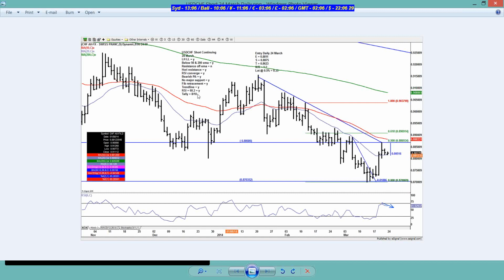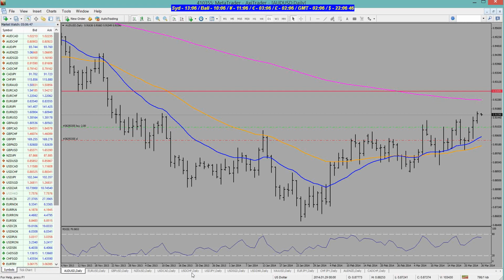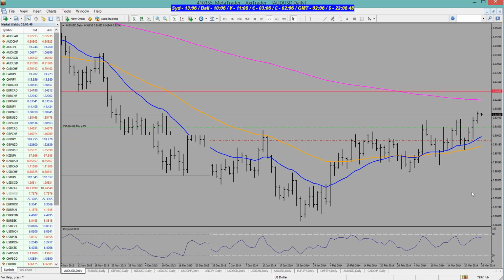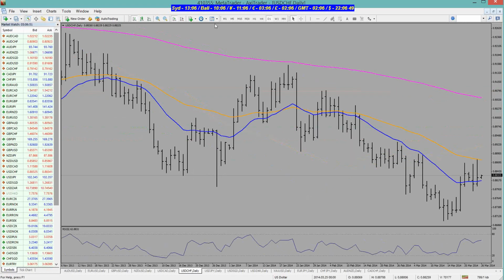Resistance 60.2, RSI 60.2, 8/10. It's all looking good. But what you needed to wait for is this bar to form. This bar hasn't formed. It's only a couple of hours old when you took this, and you'll see that it's a massive engulfing bar. And so you need to wait for that bar to form before you make the trade.